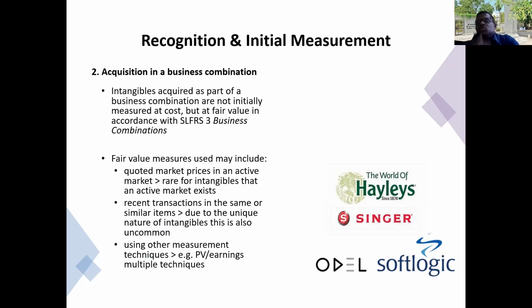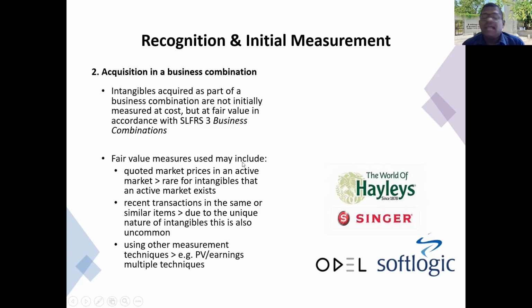In a business combination, you just acquire a business. When you acquire a business, you may purchase goodwill, you may purchase any brand name, whatever intangibles. So what you have to do is bring them to the fair value. So how do you take the fair value? Of course, for that, study the fair value accounting standard. This is not the time for me to explain what fair value is.